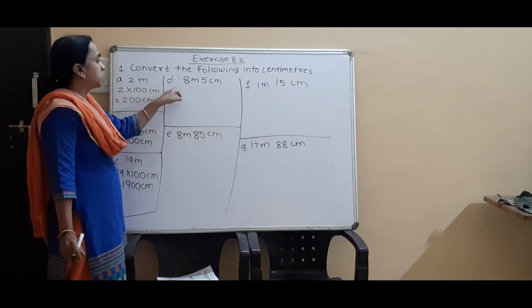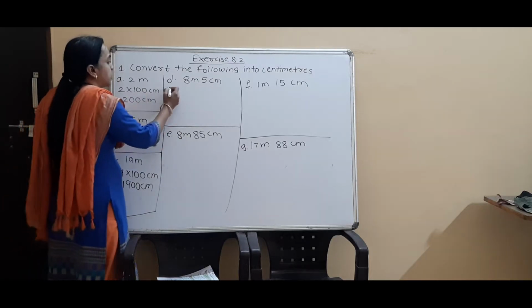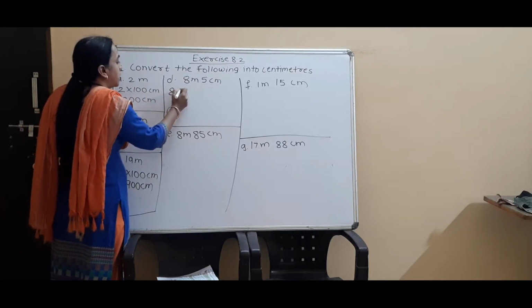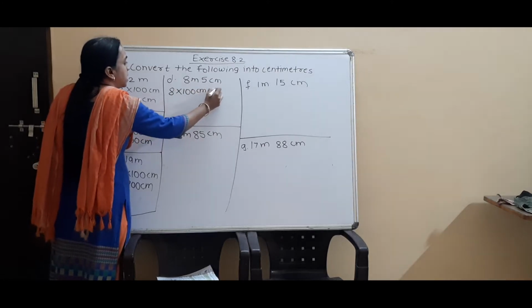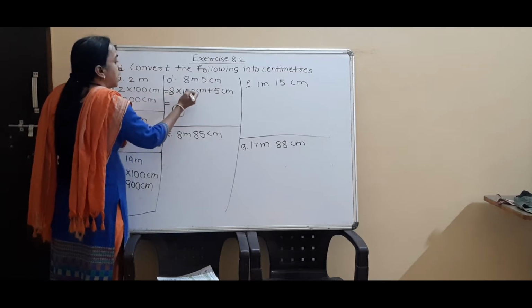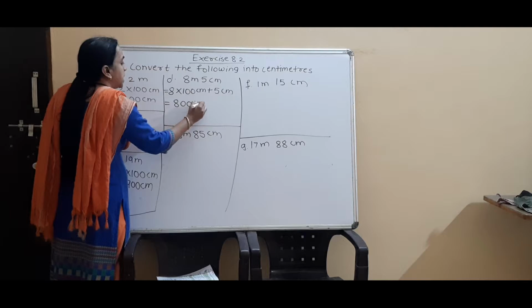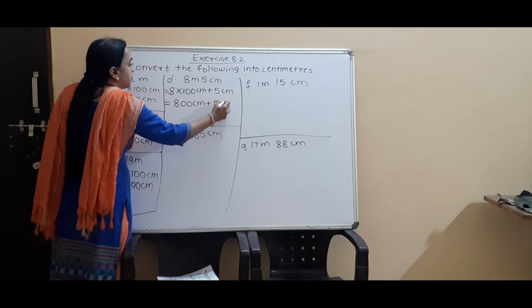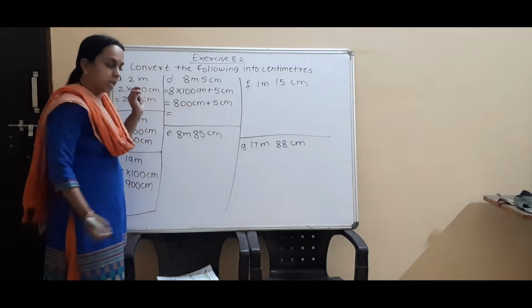Now write down D question, 8 meter 5 centimeter. So 8 meter, 8 multiplied by 100 centimeter plus 5 centimeter. 100 multiplied by 8, 800 centimeter plus 5 centimeter. 800 plus 5, how much?